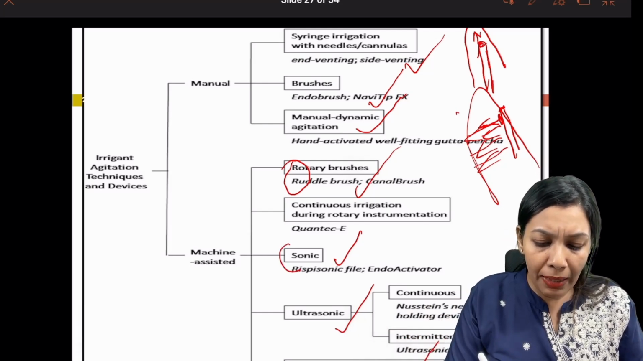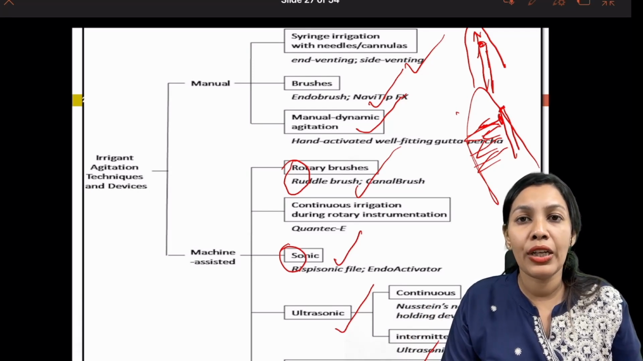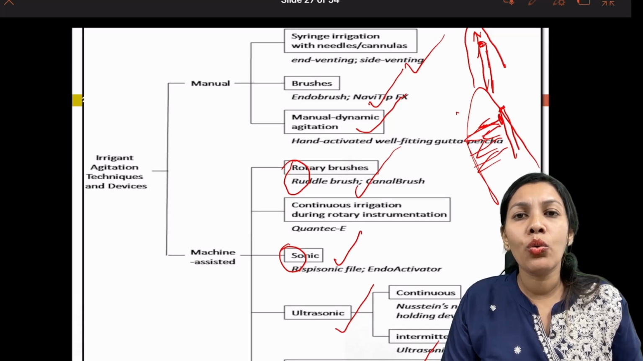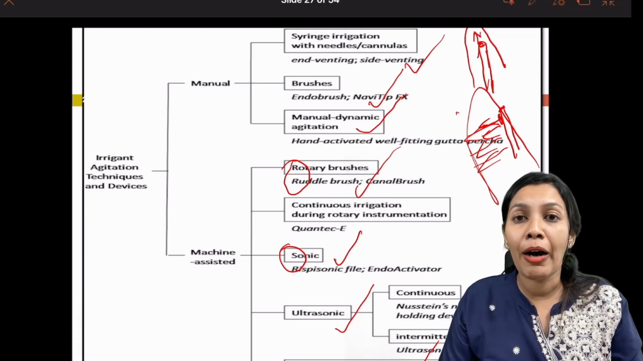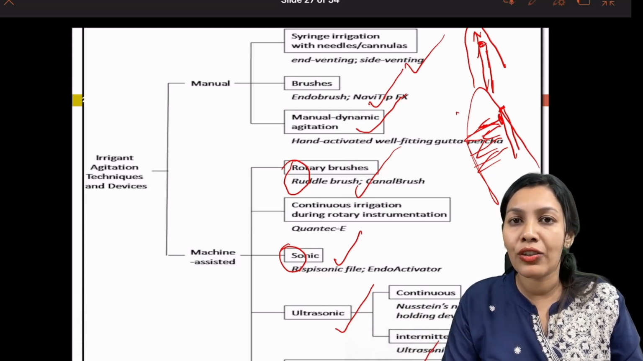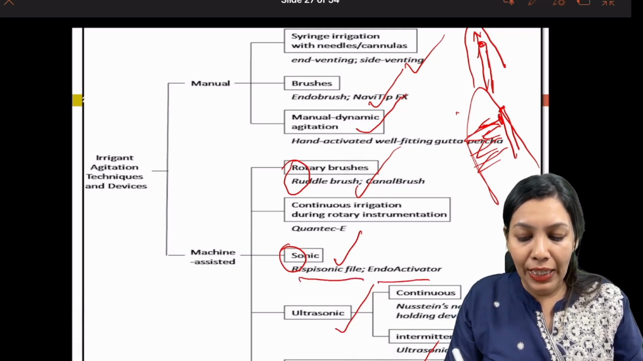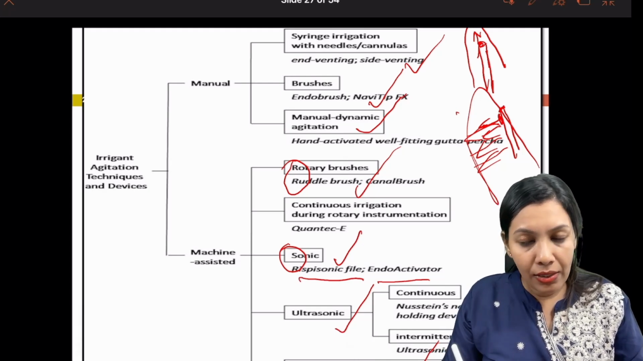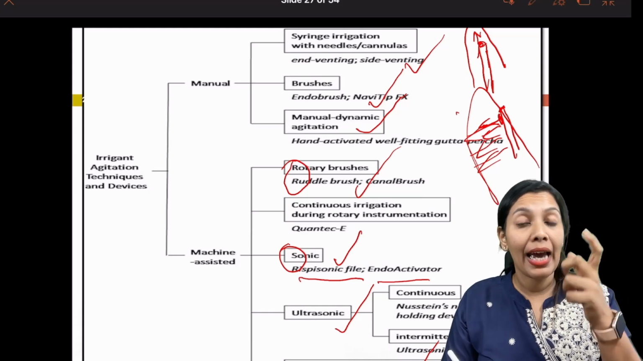Sonic and ultrasonic machines differ based on the frequency that is used. In sonic, about 2 to 5 kilohertz of energy is used, while in ultrasonic, 20 to 40 kilohertz frequency is used. In another PPT, I'll explain the mechanism of action of both of these. Sonic devices include Retro-sonic and EndoActivator, and for ultrasonic just read the examples. Pressure alternating devices are EndoVac and RinsEndo.